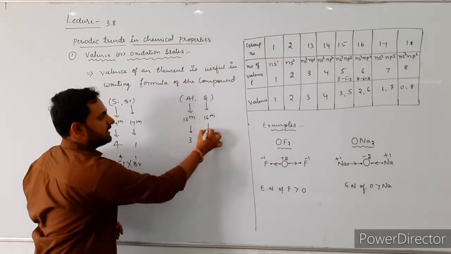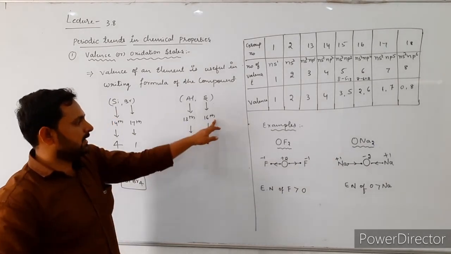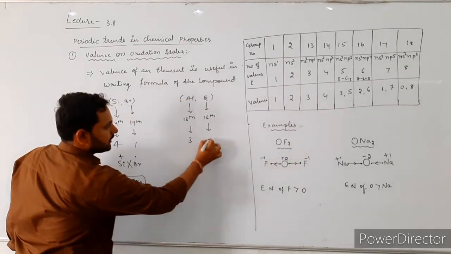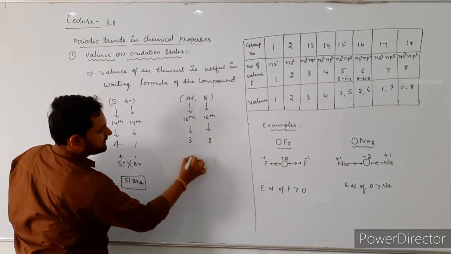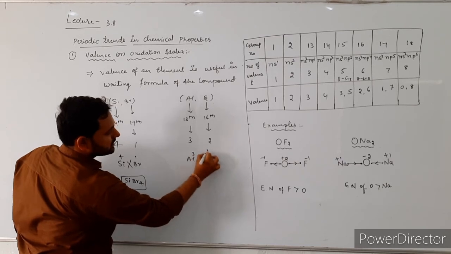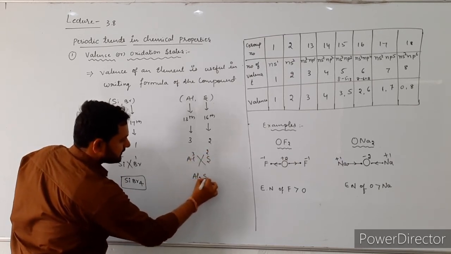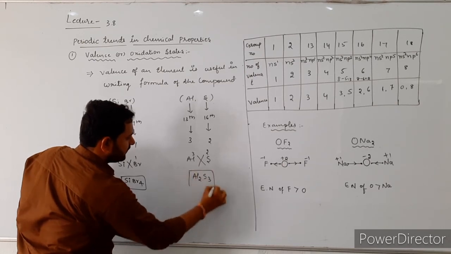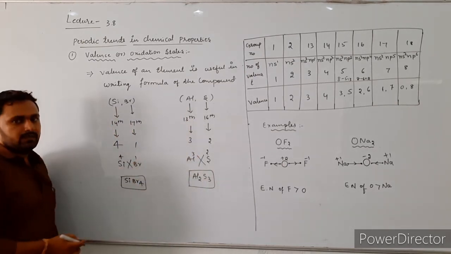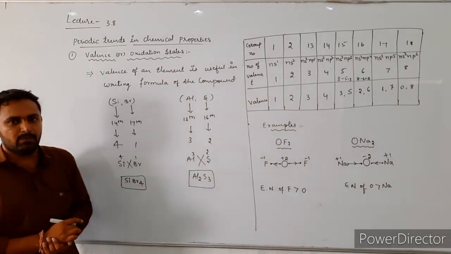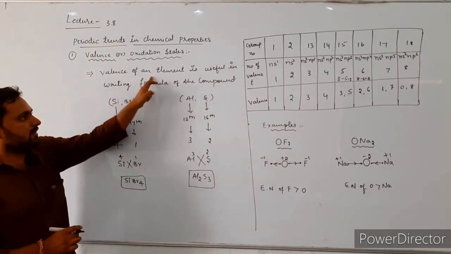Next, what is the valency of sulfur? Sulfur belongs to 16th group. 16th group valency is 2. Now, aluminum valency is 3, sulfur valency is 2. Just do cross multiplication, Al2S3. This is the formula of the second pair. In this way, we can predict the formula of a compound by using the valency of an element.